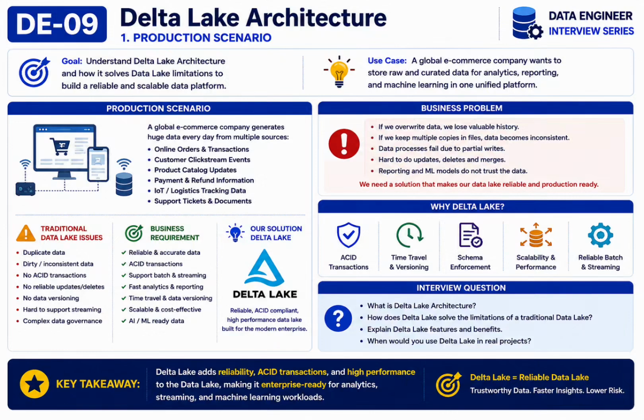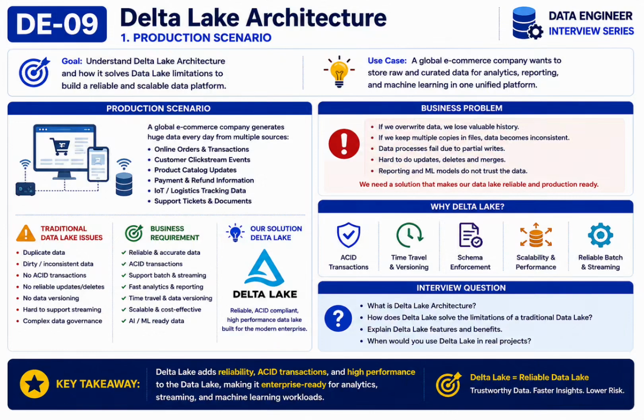But as the business grows, problems start appearing. Multiple teams write data simultaneously, creating duplicate records and inconsistent files. Updates and deletes become difficult because the data lake only stores files. If a job fails halfway through writing data, some files are updated while others are not, leading to inconsistent reports. Business users begin losing confidence in the data.